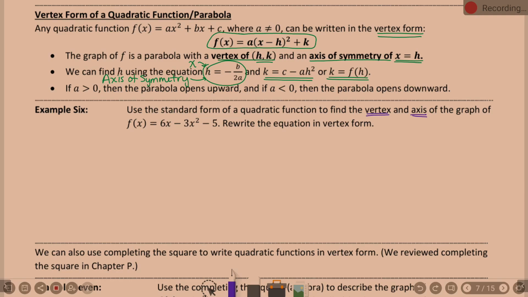Plug it in. Plug in your axis of symmetry. Okay, yeah, that's what I was thinking. Find our axis of symmetry. But isn't that a negative 3? Just kidding. Yeah, okay, that's what I was messing with.